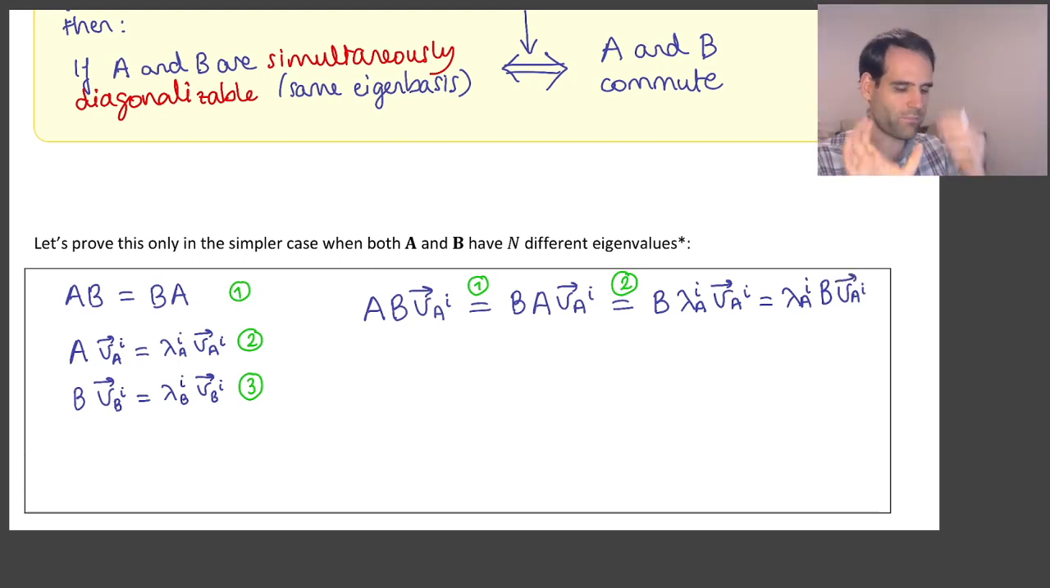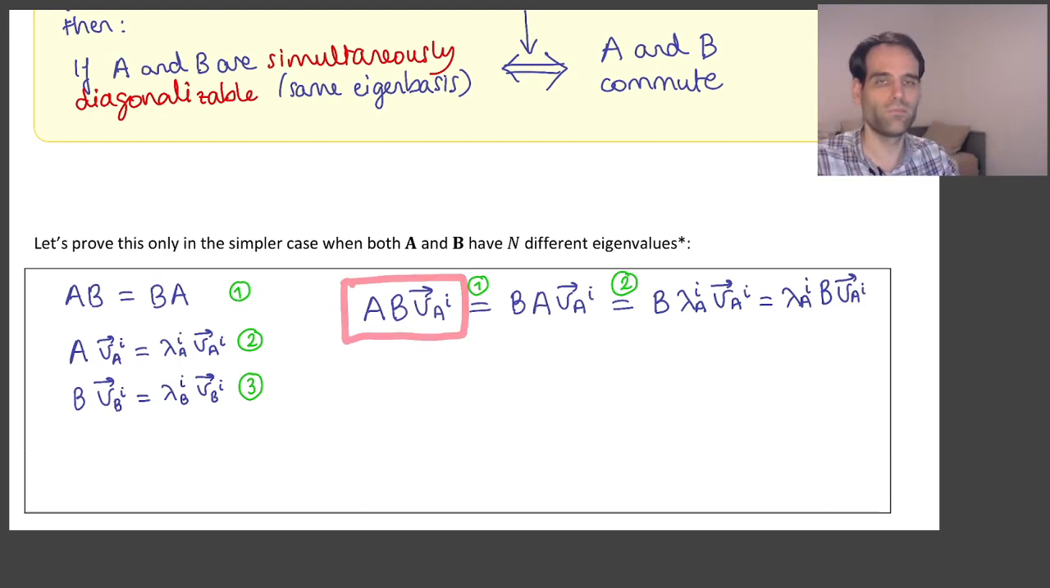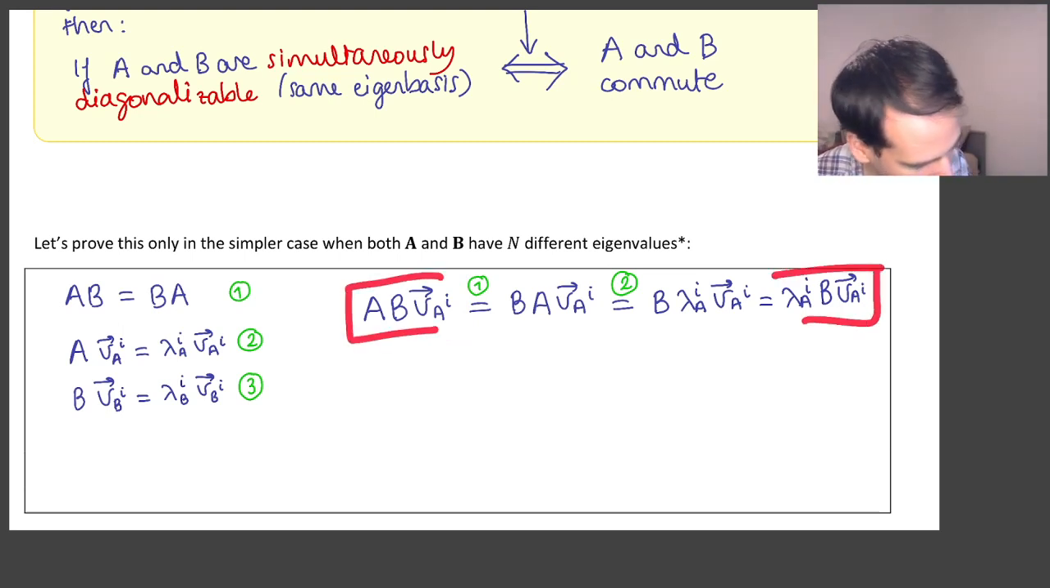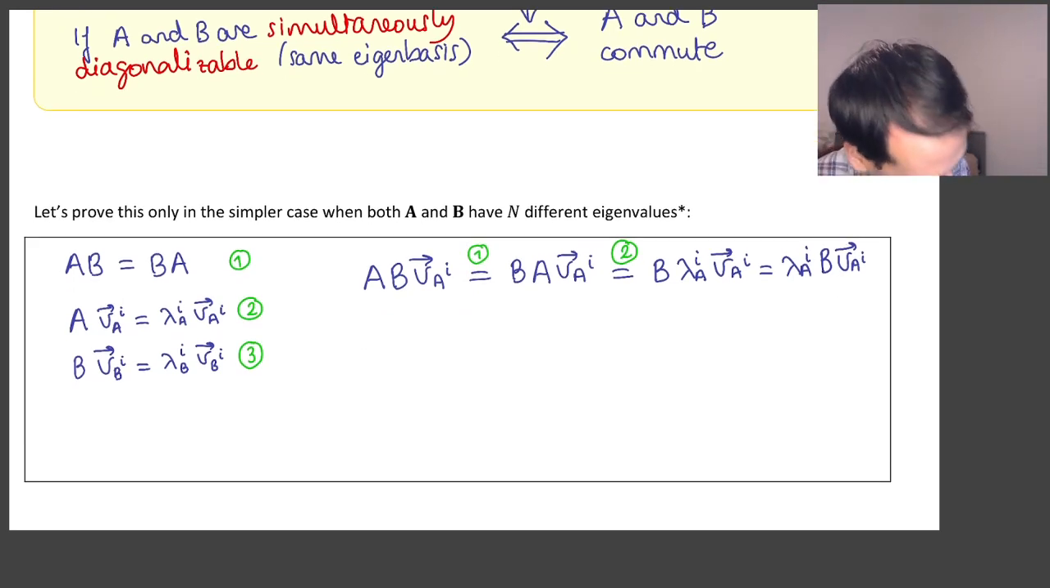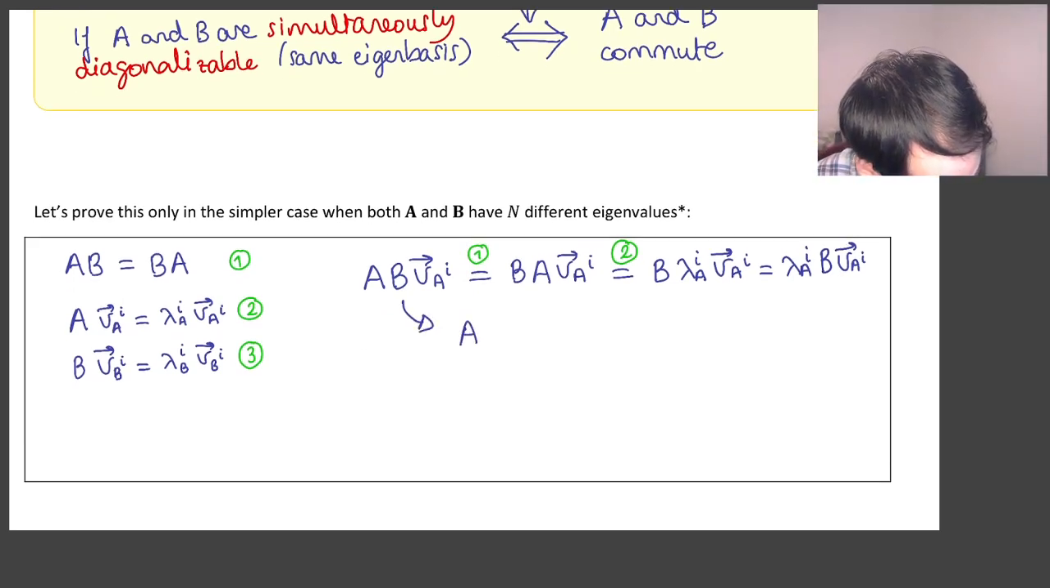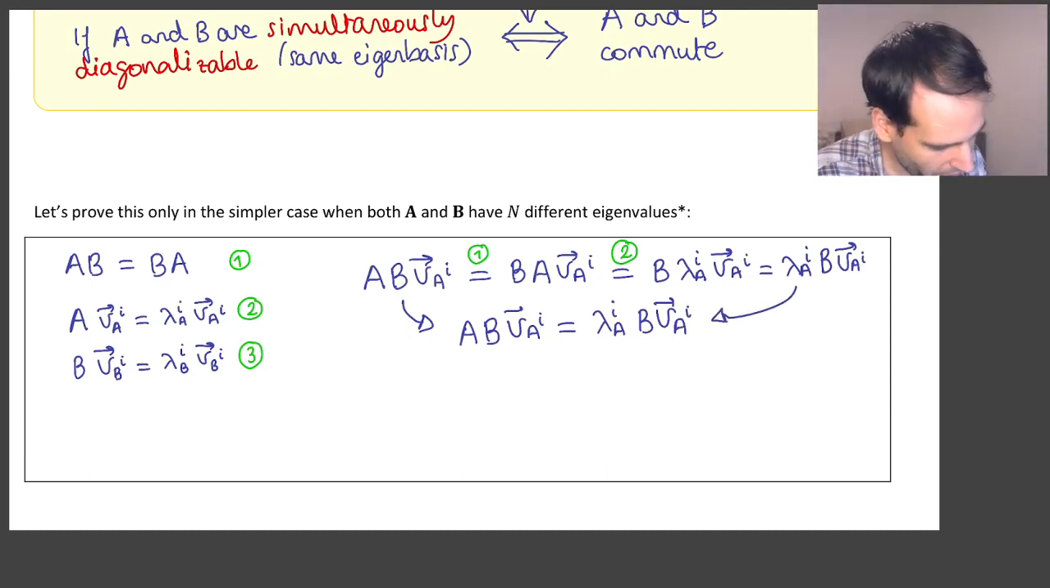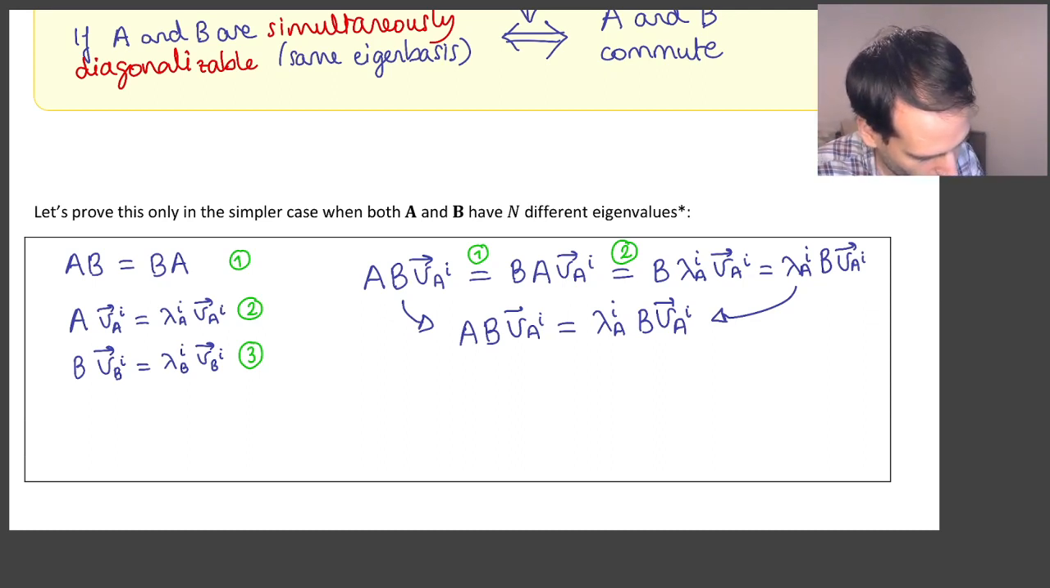So far, I have just applied the different assumptions, starting off with this simple multiplication of 2 matrices and 1 vector. Now let me write the left-hand side and the right-hand side on a single line. So I can write this: A times B times V_Ai is equal to lambda A_i times B times V_Ai. So I have written that there, okay? And now let me add a parenthesis here.